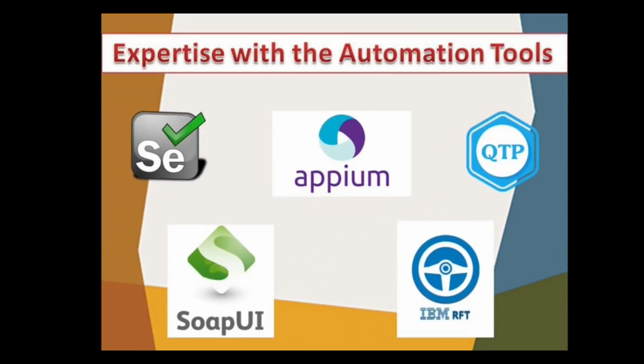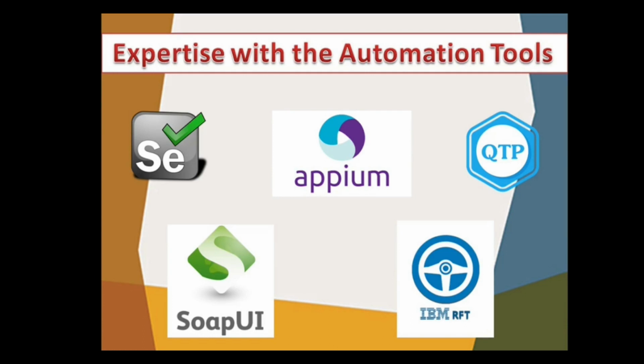Moving to the next point, which is expertise with the automation tool. Once your manual testing concepts are really clear, you know your programming language, and you know your business requirements, then you can gain expertise with an automation tool. Like if you want to test a web-based application, you can use Selenium. But if you want to test a mobile application, you can use Appium. Now, if you're doing API testing, you can use SoapUI.